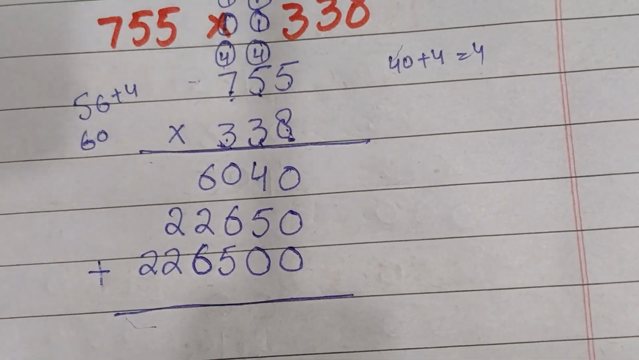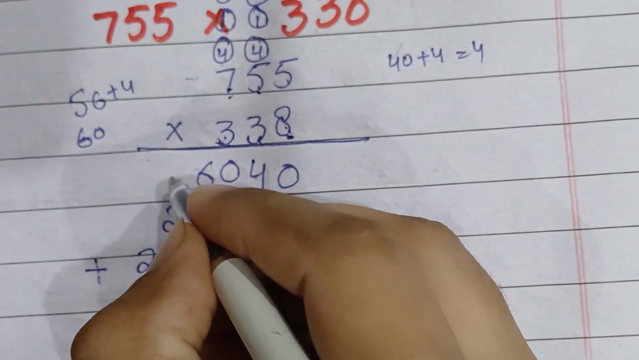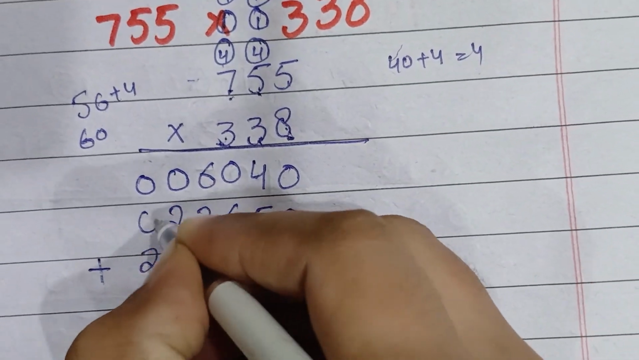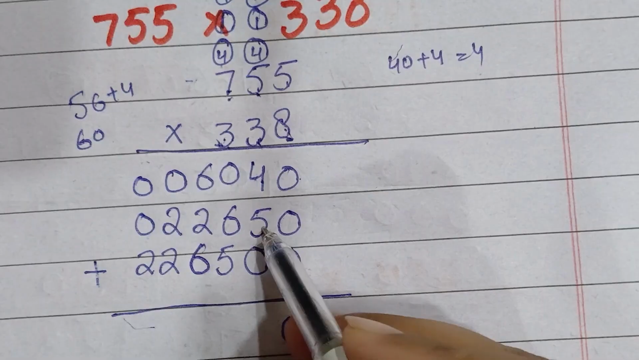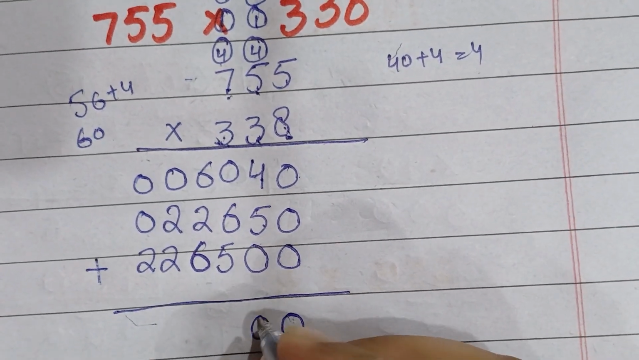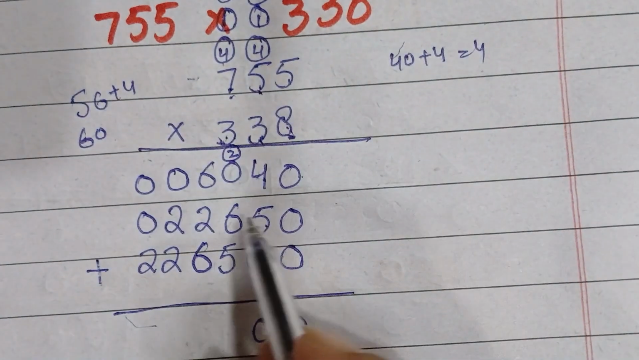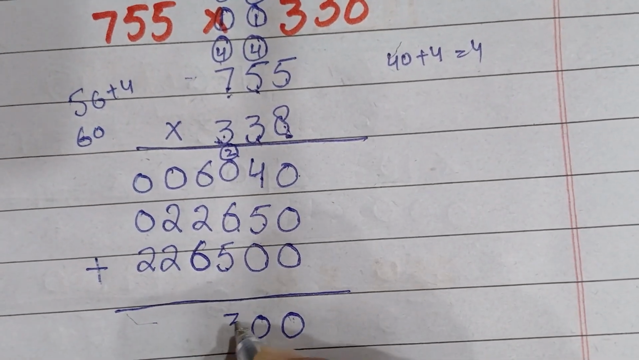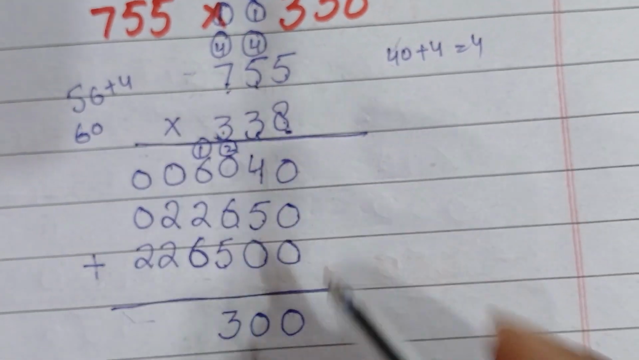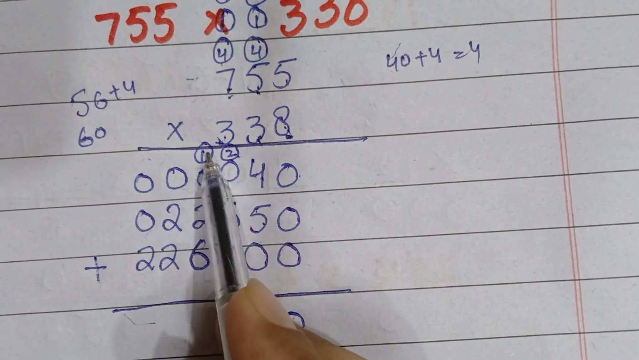Now add these answers. First place the 0, add the empty spaces. Now add 0 plus 0 is 0. 4 plus 5 is 20. Now write the 0 and carry the 2 to the next column. 6 plus 5 is 11 plus 2 is 13. Write the 3 and carry to the next column. 6 plus 1 is 7.